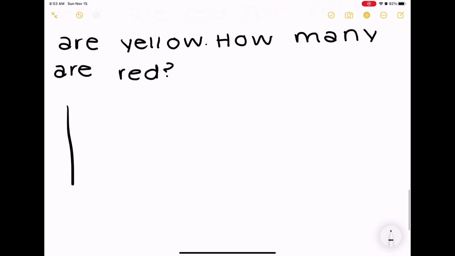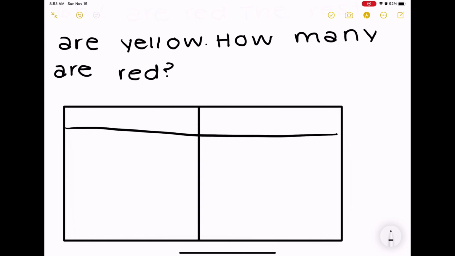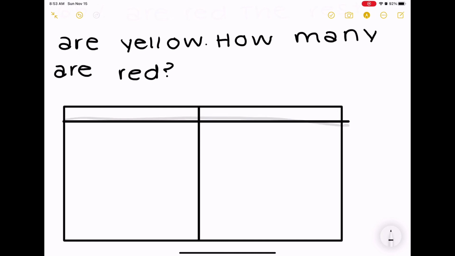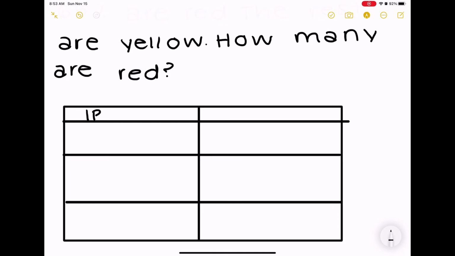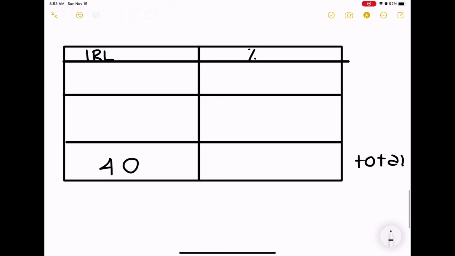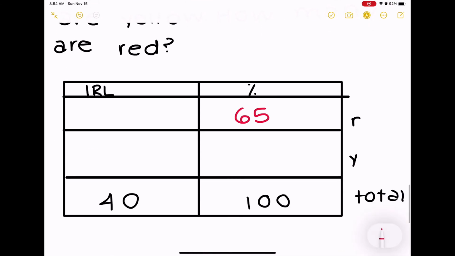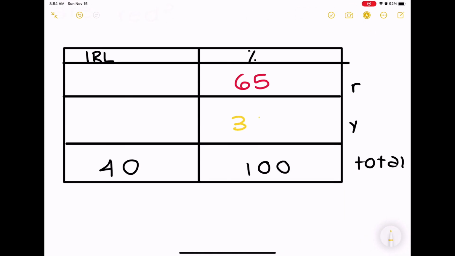Did you do it? Let's check if you got the right answer. We will be using a table for this one, like any other ones. If we set up our table just like how we would all the other ones, we have one row for the title and then 3 other rows. We have in real life and then we have the percent. We know the total is 40 marbles, and the total for percent is always 100. We know 65% are red. One of the rows represents red, the other represents yellow, and 100 minus 65 is 35.